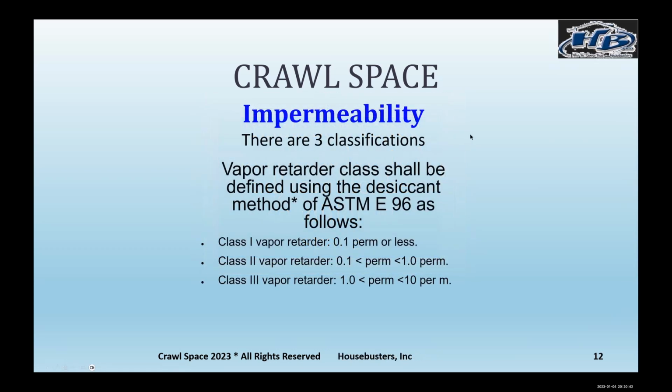Now, let's go a little bit deeper. Let's talk about permeability. Permeability deals with three classifications. The vapor retarder class shall be defined using the desiccant method, or ASTM E96, as follows. What you want to understand is a class one, class two, and class three vapor retarder, okay? So what we're looking for in a crawl space is a class one vapor retarder. That is what you're looking for when you're out doing inspections or doing buildings, class one.